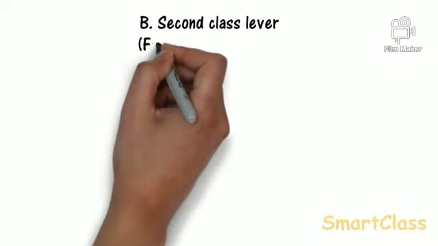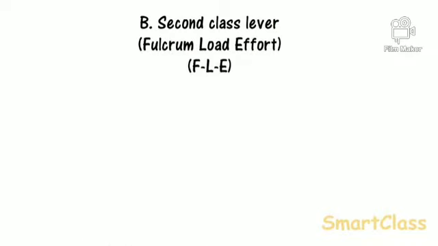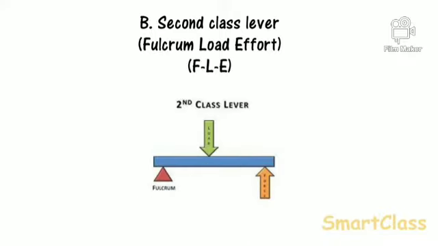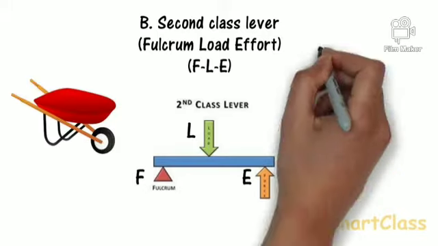The second type is second class levers or fulcrum load effort, or FLE. In this case, the fulcrum is at one end of the rod and the effort is applied at the other end. The load lies between fulcrum and effort. Examples of such levers are a wheelbarrow, a bottle opener and a nut cracker.